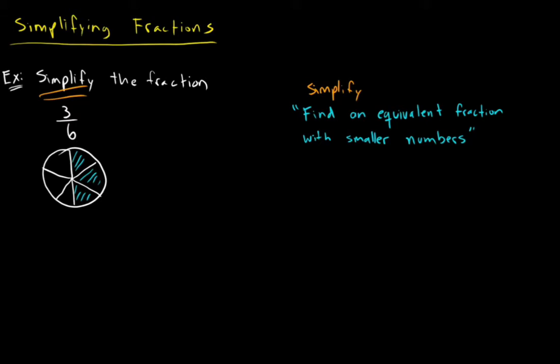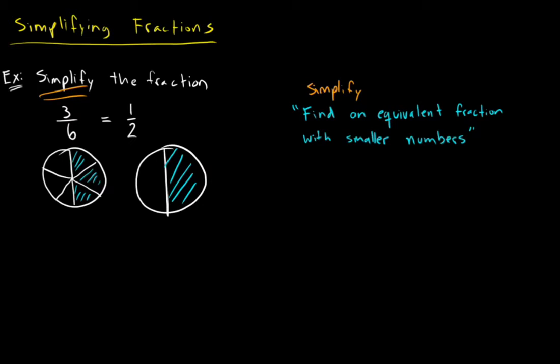All right, let's think about it for a bit. Isn't that half, right? It's the same as 1/2. So we can say that 1/2 is the same as 3/6, right? We learned this in the equivalent fractions video. So that means if we want to simplify 3/6, we can just say 3/6 is the same as 1/2. And that's what it means to simplify. We're finding an equivalent fraction, but with smaller numbers, right?